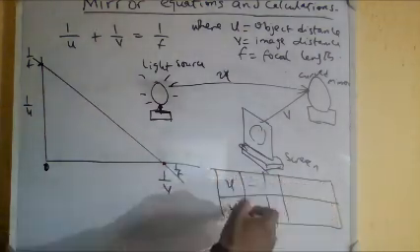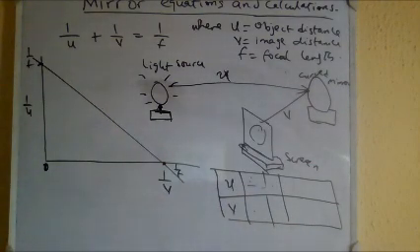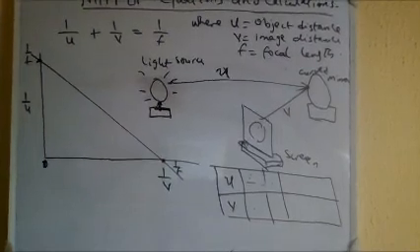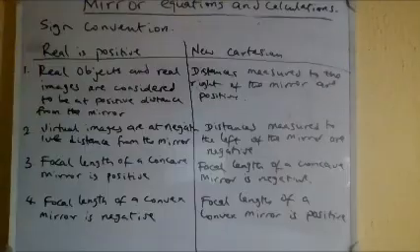The inverse, 1 over u and v. Then you get this kind of graph. Okay, so we're going to be looking at sign convention and how to solve mirror equations.